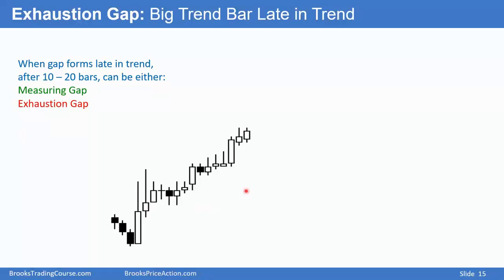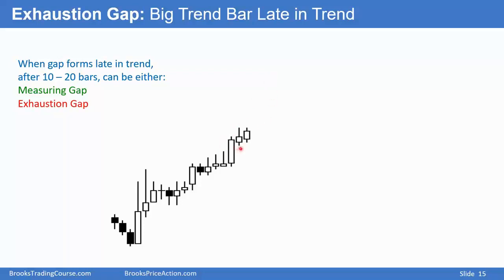Every bull trend bar is a gap. If you get a big bull trend bar late in a bull trend, usually 20 or 30 bars into the bull trend, but sometimes as early as 10 bars into the bull trend, you have to wonder if it's an exhaustive end of the trend instead of a measuring gap and the start of a strong leg up.